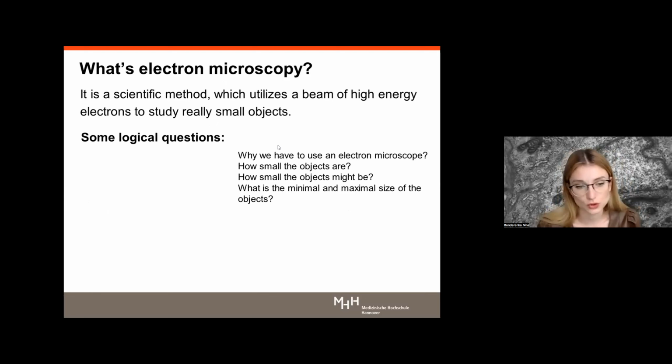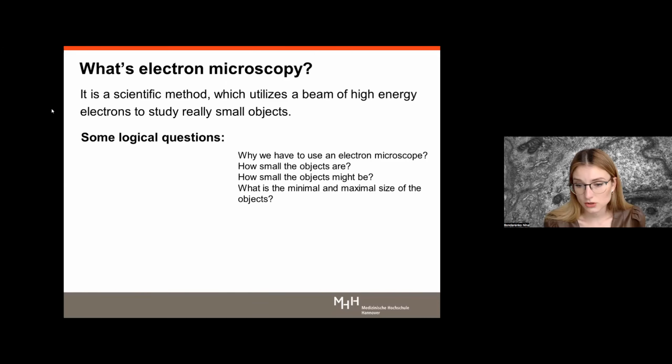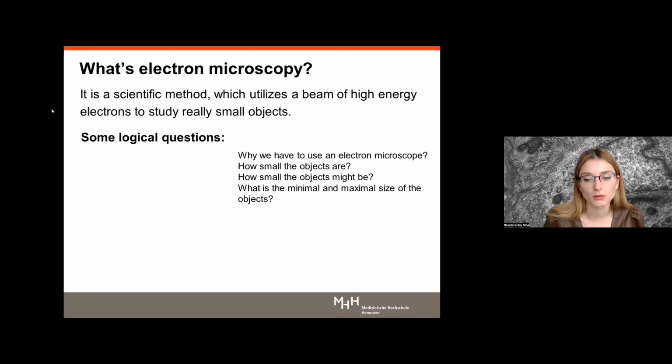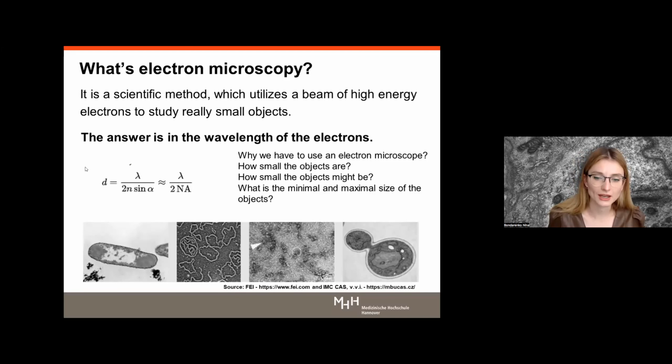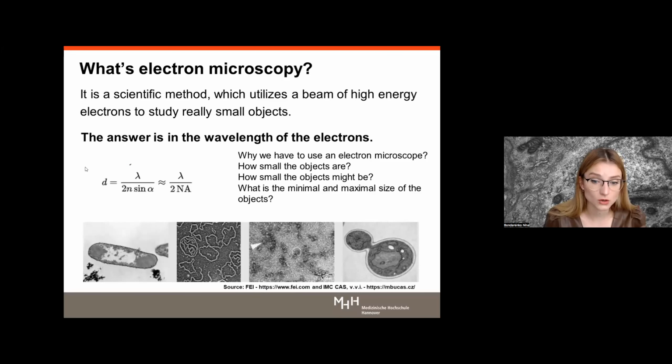First of all, we should understand that this is a scientific method which utilizes a beam of high energy electrons to study really small objects. And sure, we have some logical questions. Why do we have to use an electron microscope? Why not, for example, a light microscope? How small might the objects be, and what is the minimal and maximal size of the objects? In this case, we have to discuss some physical moments and basics of this method.